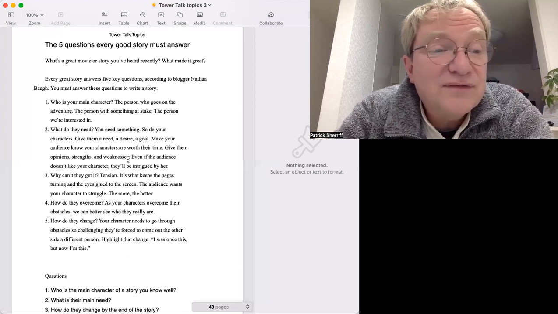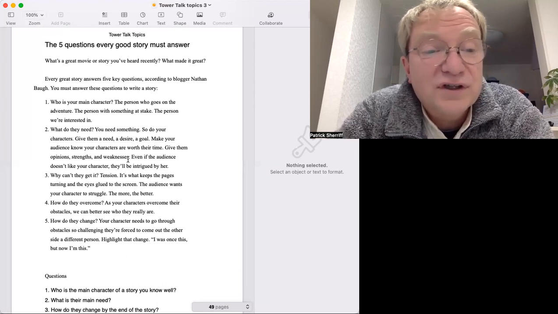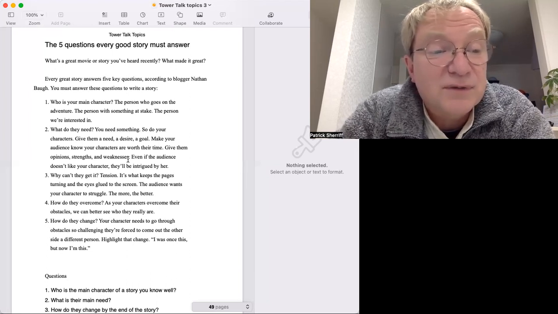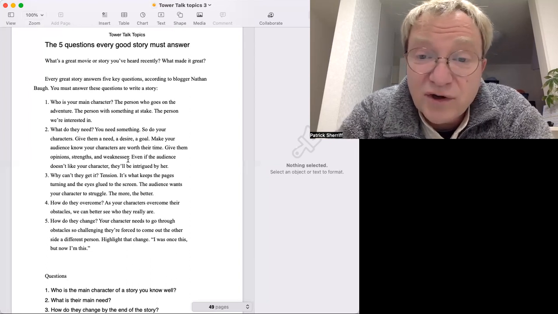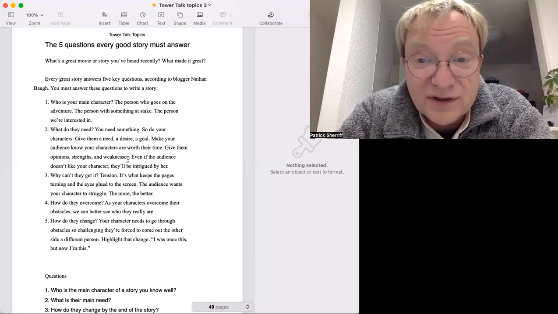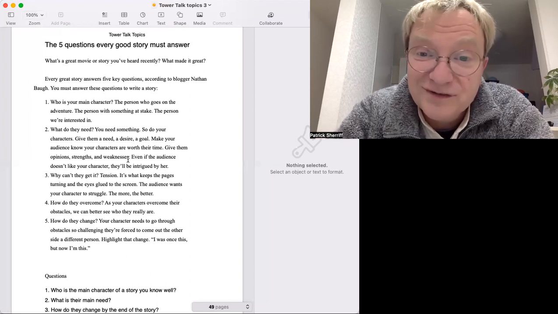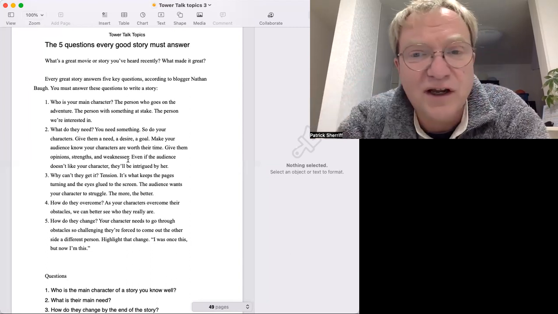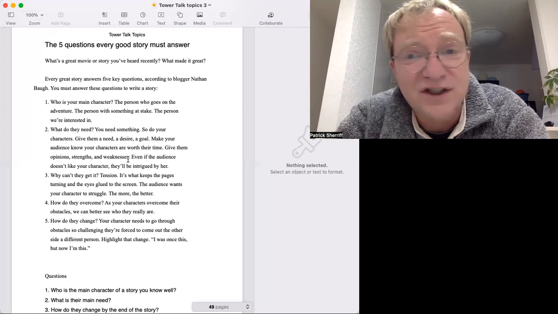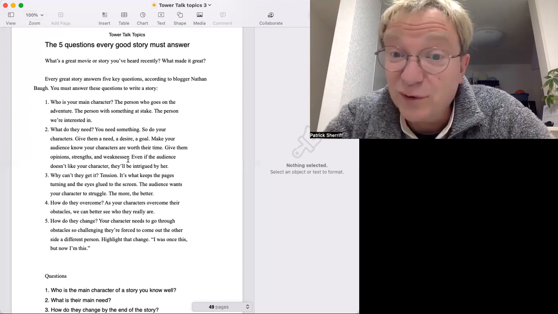And then number five, how do they change? Your character needs to go through obstacles so challenging they're forced to come out the other side a different person. Highlight that change. I was once this, but now I'm this. Well, it's a very dramatic change for Cinderella. She's no longer the servant. She becomes the queen, doesn't she, for the king, for the prince's wife. So she overcomes her low position as a kitchen help to now being the queen of the land.